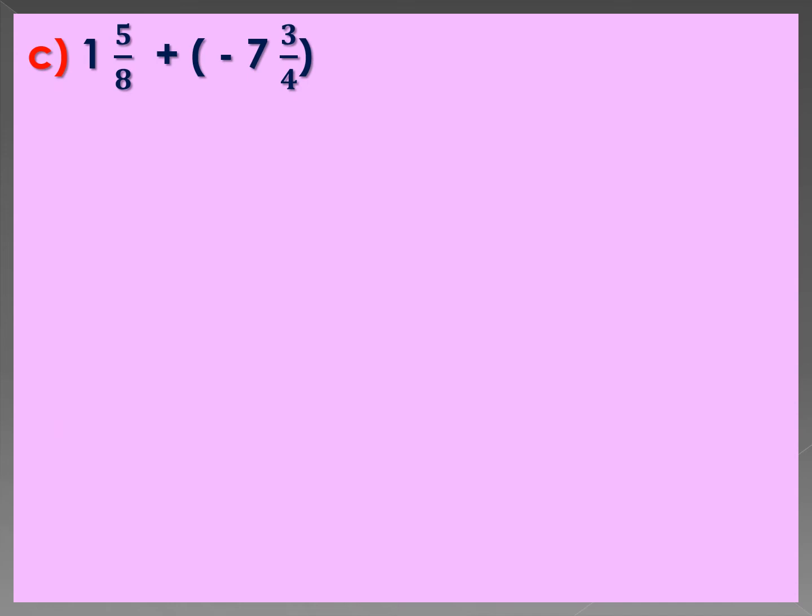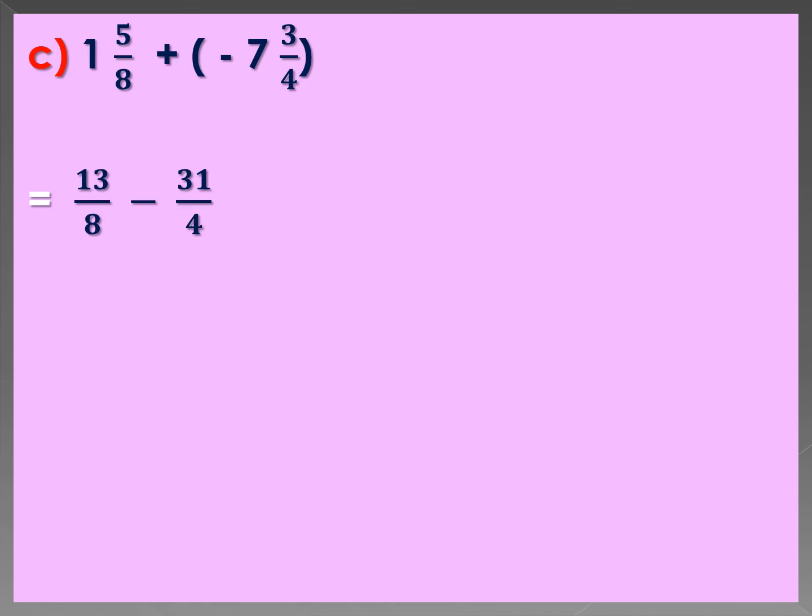1 and 5 over 8 plus negative 7 and 3 over 4. Those are also mixed fractions. We will convert them to the improper fraction like that. 8 times 1 is 8 plus 5 will be 13 over 8, minus 4 times 7 will be 28 plus 3 to equal 31.